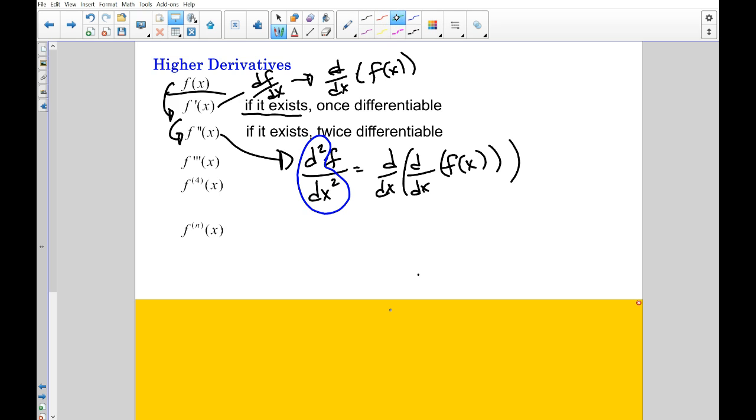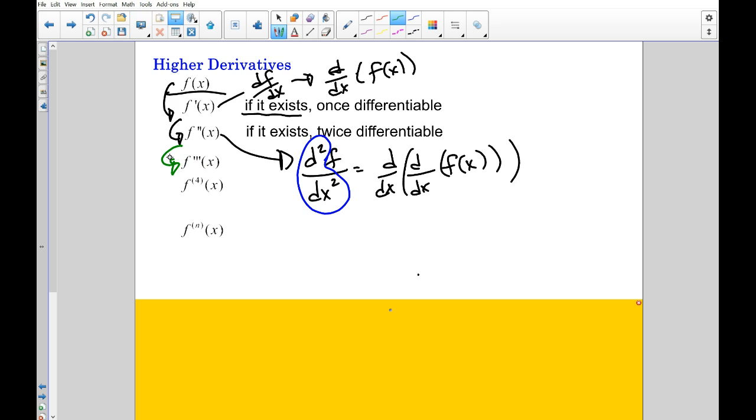Typically, we only do two of them. We can choose to do more. In real-world situations, two is generally all that's really significant to us. However, we can keep differentiating. Again, assuming that the derivative exists, I can take a third derivative.